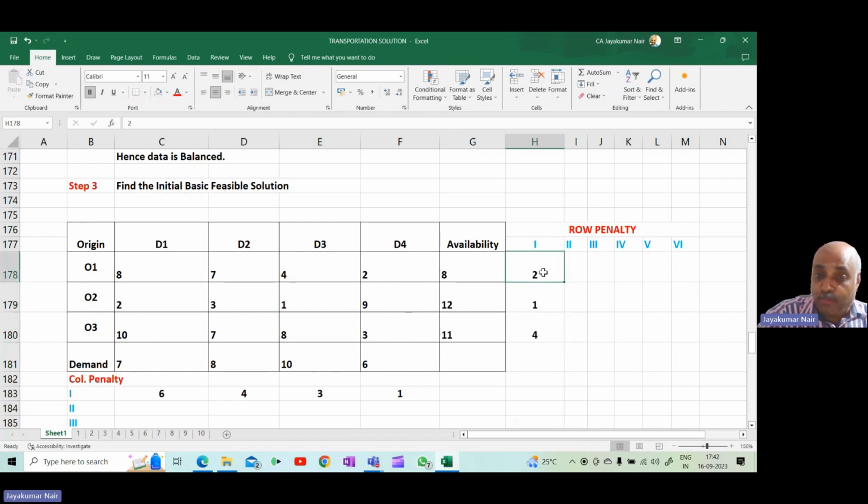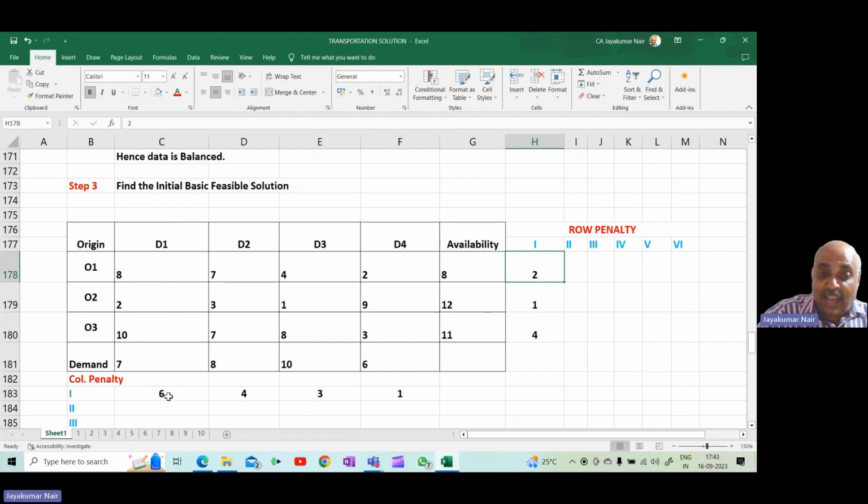So how do you find the row penalty? In that particular row, you see which is the least cost, find the next least cost, and find the difference between the two. Similarly, if you want to find the column penalty, you find in that particular column the least cost cell and the next least cost cell and find the difference between the two, and that's called the column penalty. And how do you make the allocation now? The allocation will be made to the particular penalty which is the highest.